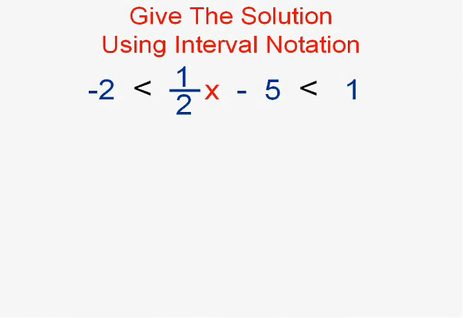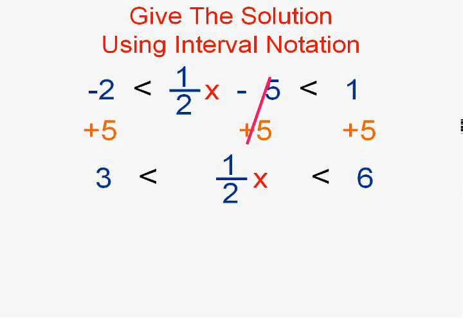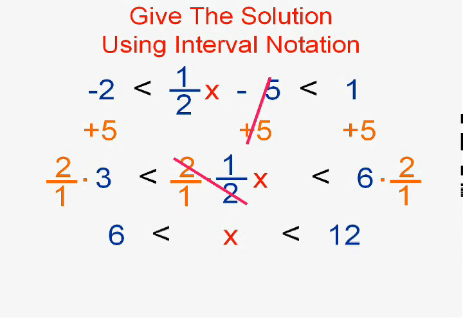Let's do another conjunction, solving it as a 3-sided equation. We add 5 to all 3 sides. Now how do I get rid of a half? Well, I'll multiply by the LCD. And I'll get x is greater than 6 and x is less than 12. But there's no or equal to here. So I use a rounded bracket, and it's a conjunction.